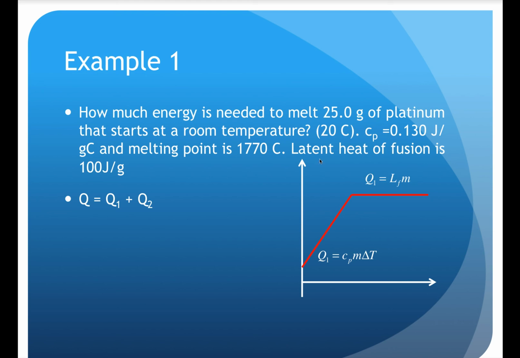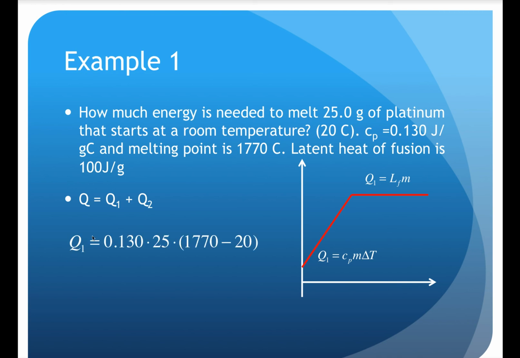And then the flat part, that has to do with latent heat of fusion. It's called latent because we are putting energy in, but we don't see any increase in temperature. That's why it's called latent. And in Latin, it means hidden. Anyway, so we are kind of putting that energy somewhere, but we do not see any change in temperature. So our Q2, this should be Q2, is LF, which is latent heat of fusion, it's 100 times our 25 grams.